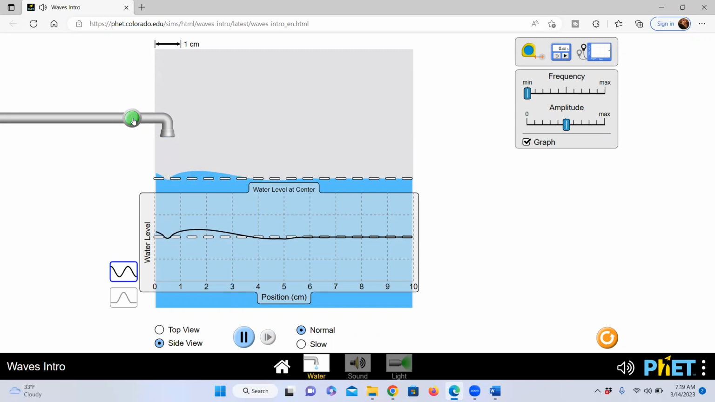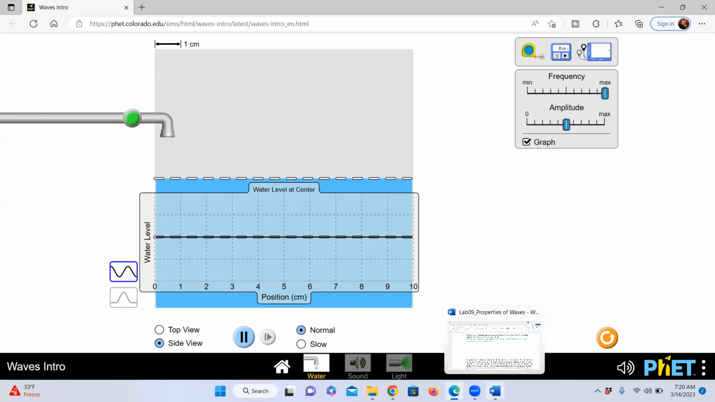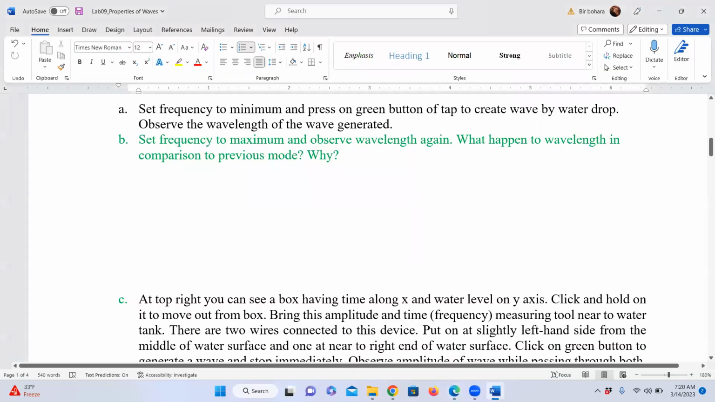If you set frequency right here, frequency minimum and amplitude somewhere in the middle, see how the wave is passing through. Just observe the pattern, how waves are generated and transmitting through the medium. The medium is water right now. Set this frequency to maximum and again click on it, look at the wave. That is quite a different kind of wave pattern, right? When you set frequency to minimum and frequency maximum, keeping amplitude somewhere in the middle. This is just for observation.